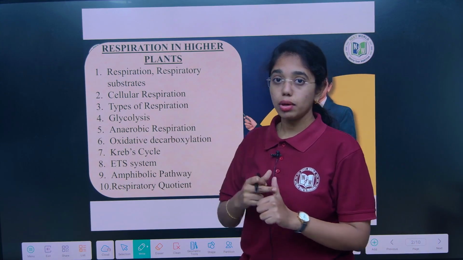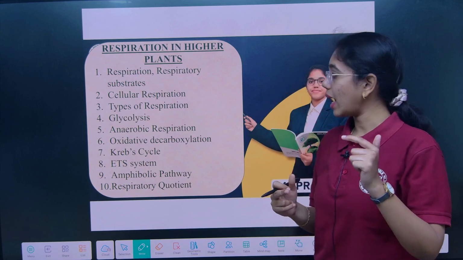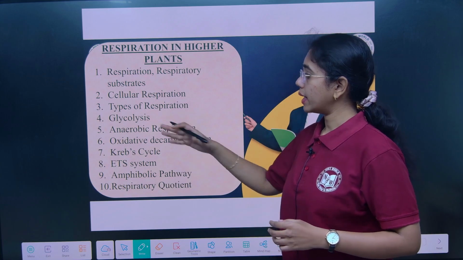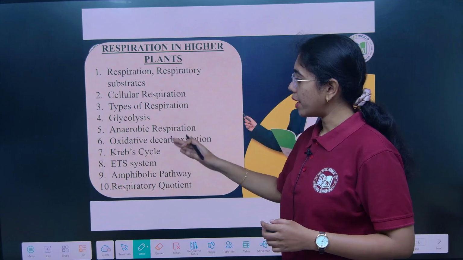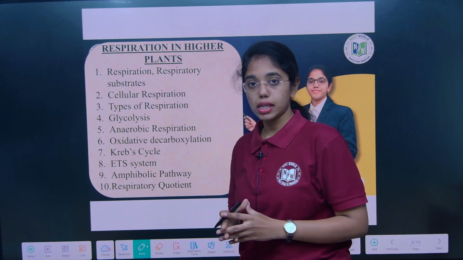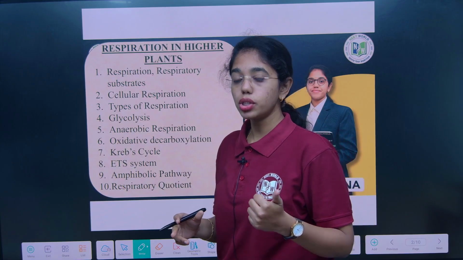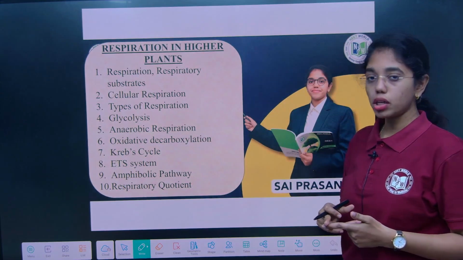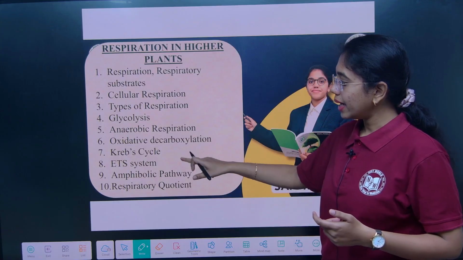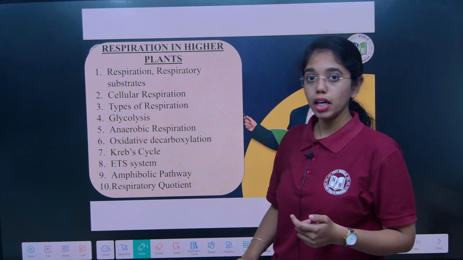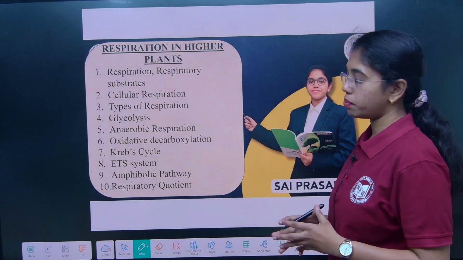And what is cellular respiration? What is cellular energy? Types of respiration we have discussed just now. And then glycolysis, anaerobic respiration. In anaerobic respiration, we will be discussing 2 types: lactic acid fermentation and alcoholic fermentation. Oxidative decarboxylation, Krebs cycle, ETS, amphibolic pathway and respiratory quotient. These are the concepts we have.